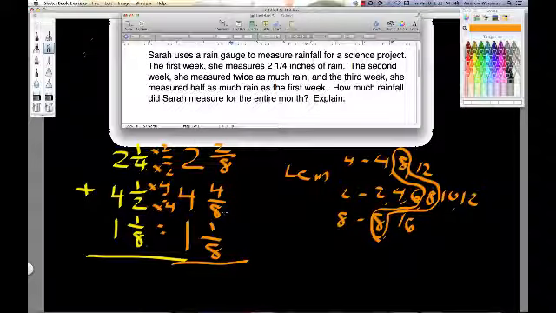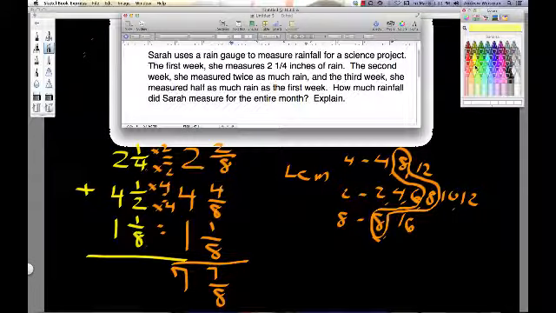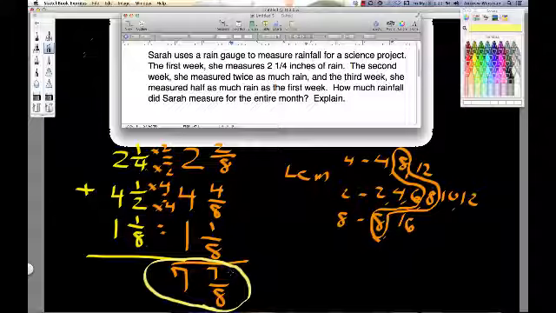Okay, so now we can add. So now we have 2 eighths, 4 eighths, and 1 eighth. 2 plus 4 is 6, plus 1 is 7. This is 7 eighths. Our final answer is 7 and 7 eighths.